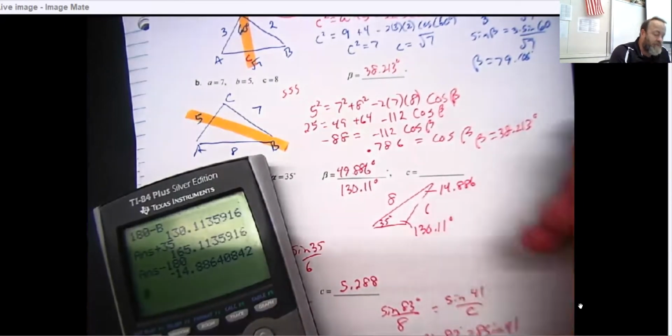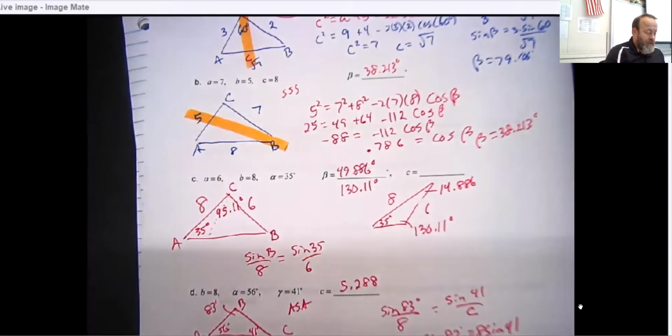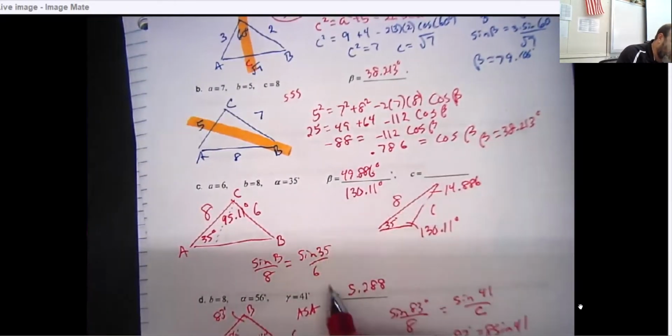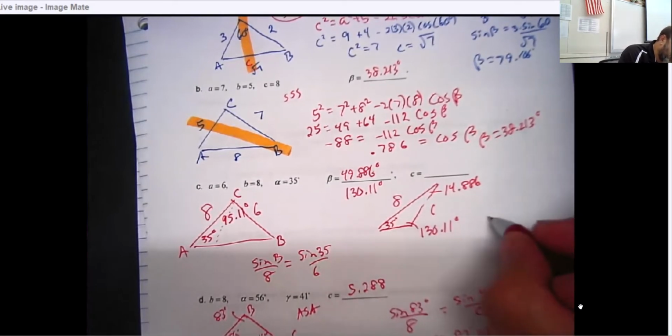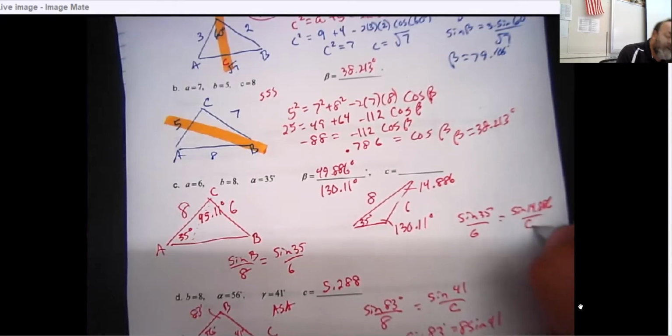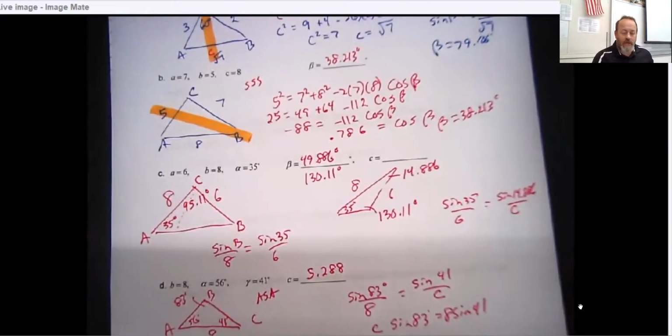And for the sake of brevity, I'm not going to do all of this, but to find C, I would do the law of sines one more time. So for this problem, I would say then that the sine of 35 over 6 is the sine of 14 over C. And then I'm going to go ahead and finish solving that.